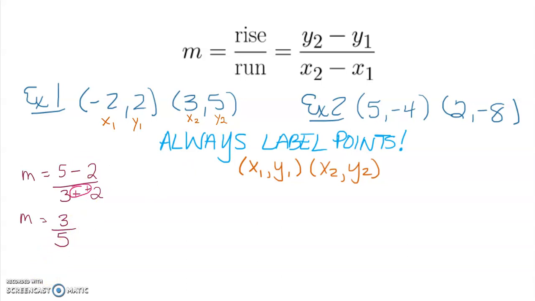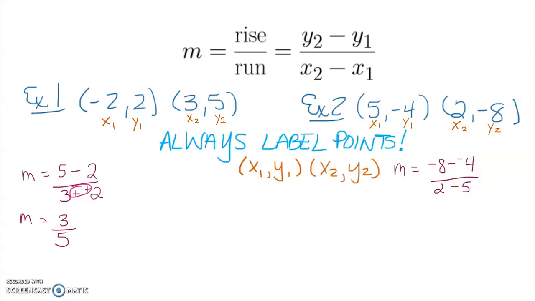Okay, over here on example 2, I want to label my points just like I did before. So 5 is my x1. -4 is my y1. Remember, they come in x and y coordinates. 2 is my x2. -8 is my y2. Then I'm going to come over and plug them into the formula. So my slope is going to equal y2, which is -8, minus y1, which is -4, over x2, which is 2, minus x1, which is 5.